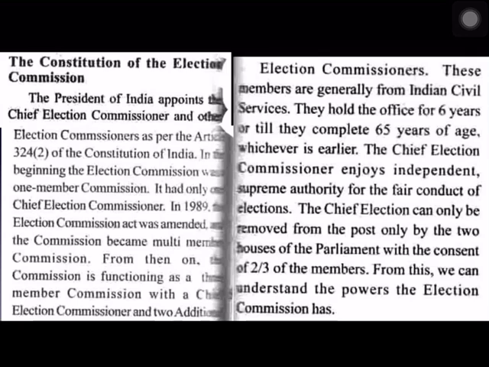The Chief Election Commissioner is appointed by the President, but he cannot be removed by the President. He can only be removed from his post by the approval of a 2/3 majority of the members of both houses of the Parliament. If 2/3 of the members of both houses approve his dismissal, then only he can be removed. From this we can understand the powers of the Election Commission. It is an autonomous body. Remember, he has independent powers. He is not answerable to the government.